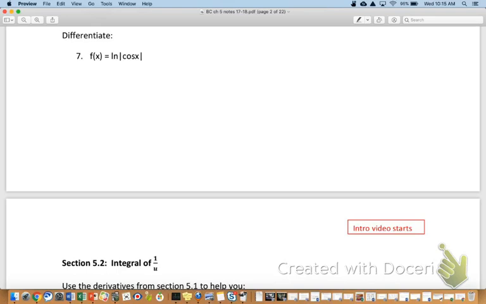Number 7 I want to take a little bit of time with, and this is starting to get into your commentary on what about that absolute value thing that shows up in these sometimes. This is a good example of that. So I'm going to start off by saying that if you are trying to find a derivative, this says differentiate.